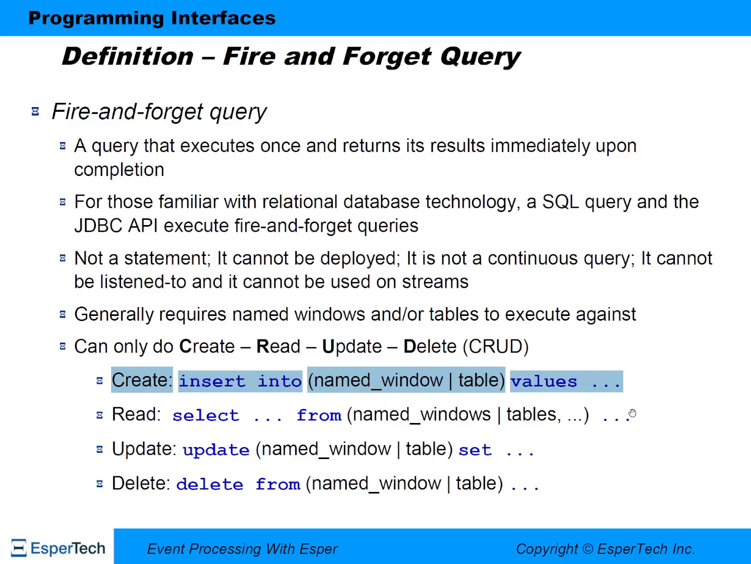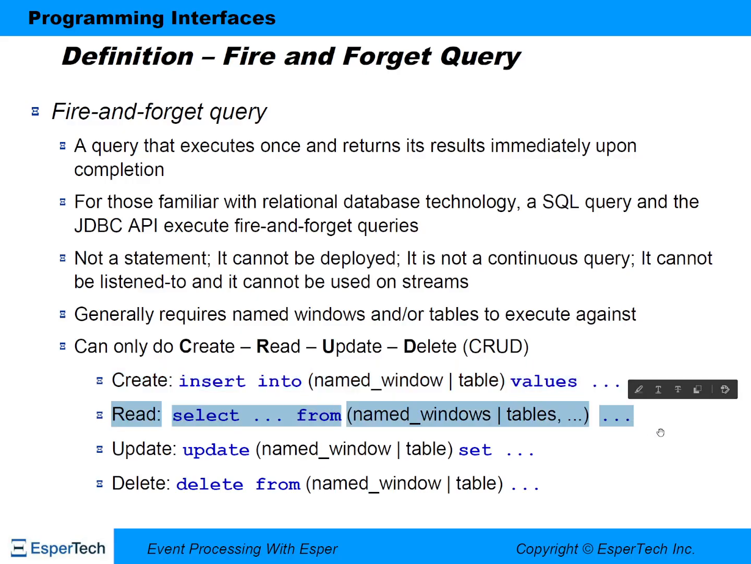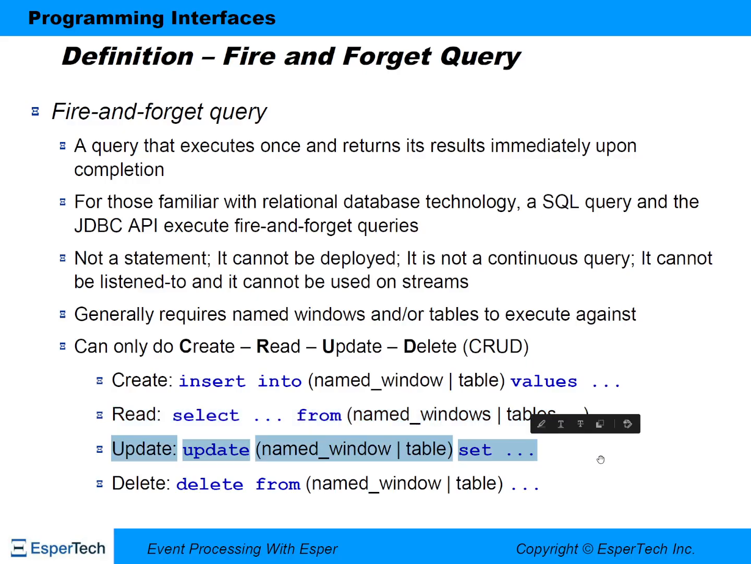A fire and forget read query selects rows. A select looks like this. Select ... from named windows and/or tables. A fire and forget update query updates rows. An update has update named window or table set.